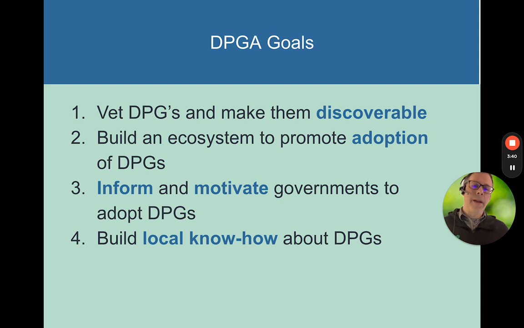And they're going to motivate governments through a campaign called 50 and 5, which we'll talk about in a few slides. It's an initiative to sign up 50 governments in 5 years and get them to integrate digital public infrastructure.